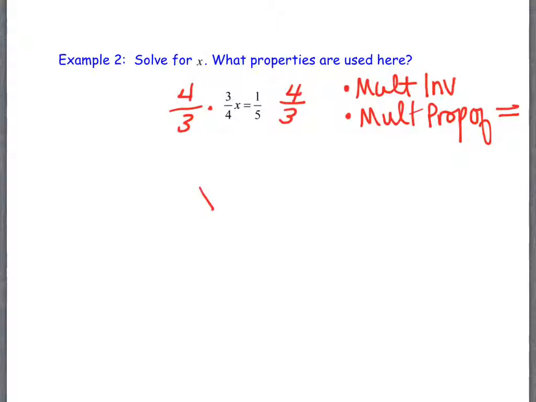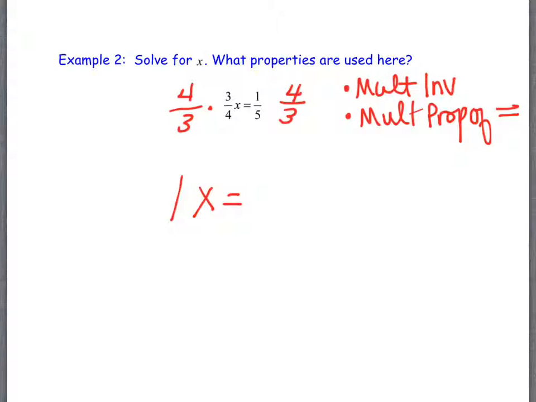That gives me x on the left. What do I get on the right? Oh, well, let me do it. Go ahead. This actually gives me 1x on the left. Why does it give me 1x on the left? 3/4 times 4/3 is 1. Right, that's part of that multiplicative identity property, or multiplicative inverse property, that became 1.